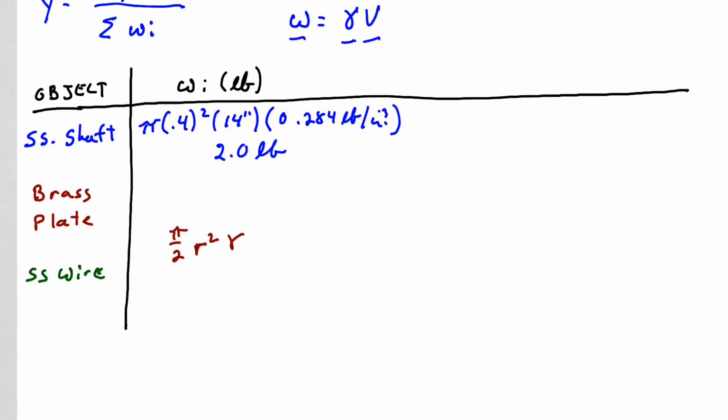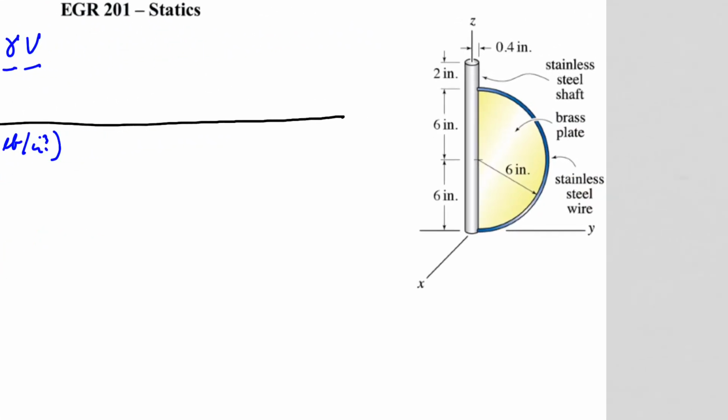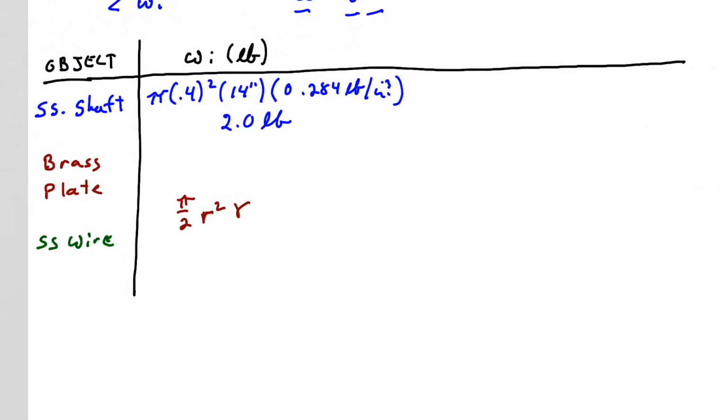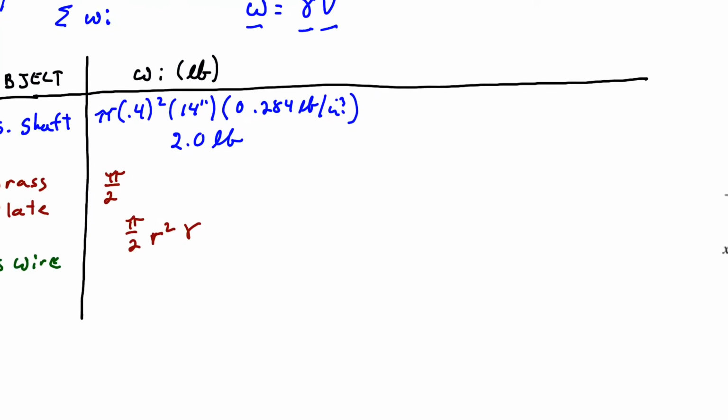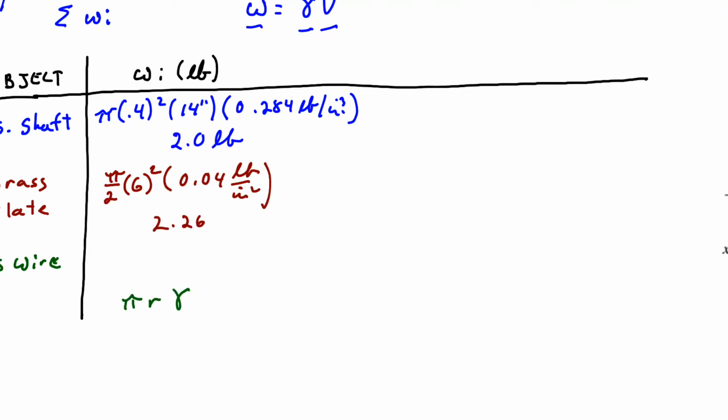For the brass plate, we see that it is a semicircular shape, and we're looking for area in this case because our density was pounds per area. The area of a semicircle is pi over 2 times r squared. The r in this case you'll see is 6 inches, so it'll be 6 inches squared times the density, and the density was given to be 0.04 pounds per inch squared. And that comes out to 2.26 pounds.